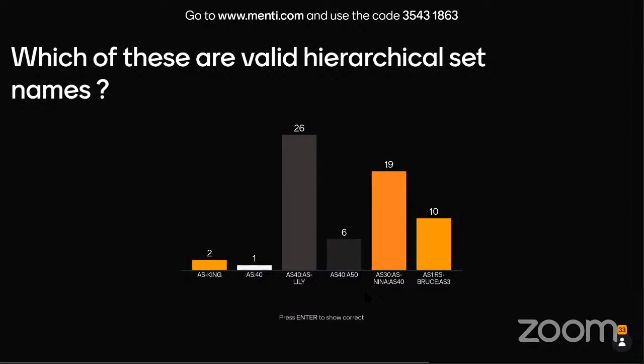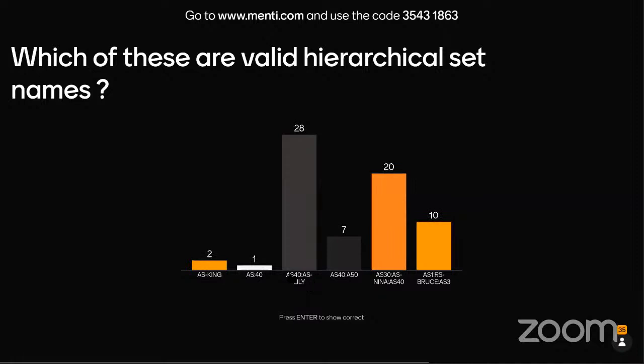AS colon 40 is definitely not correct because you have a colon before the 40. Now, this one where we have the high vote of 26, we have AS40, which is a valid AS name, colon AS-Lily. This means that for you to create AS-Lily, you have to authenticate against AS40.